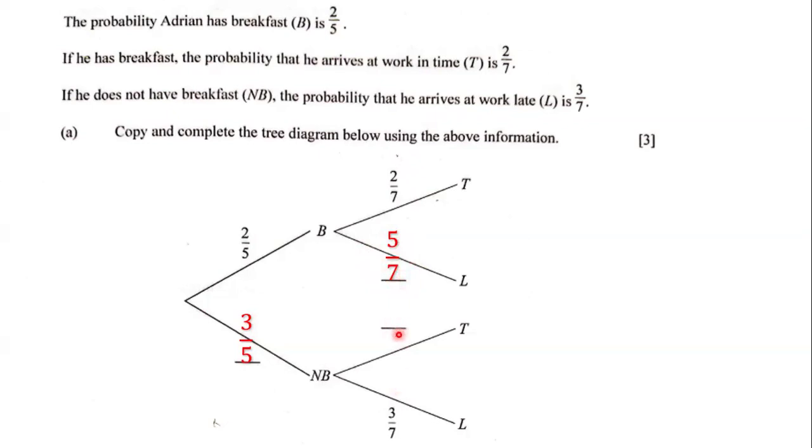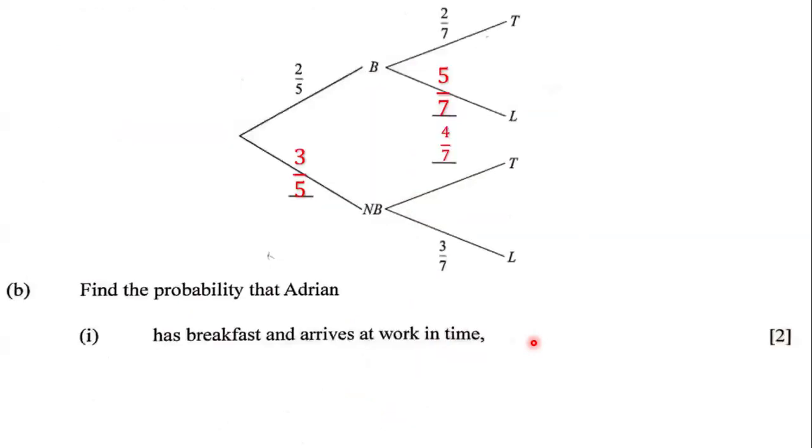Okay, next, we have this particular branch here. For this one, they said that he arrives late with probability 3 over 7. But if this is 3 over 7, then this one is going to be 4 over 7. And the reason why it's 4 over 7 is because the probabilities of these two branches must be equal to 1. And so that means that 4 over 7 plus 3 over 7 should be equal to 1. And that's true because 3 over 7 plus 4 over 7 is 7 over 7. And 7 over 7 is definitely 1. And so we have completed this tree diagram. Okay, now let's use this tree diagram in order to answer these questions.